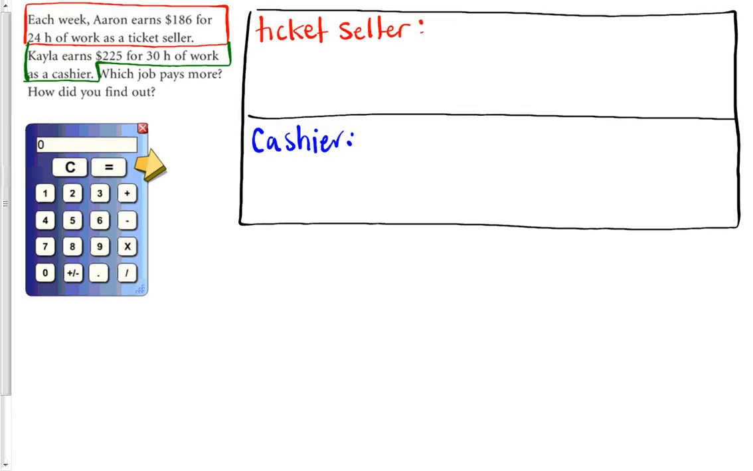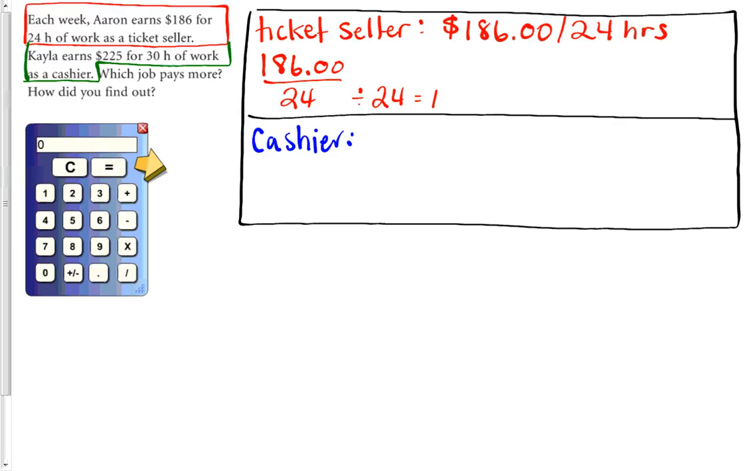So for the ticket seller, we've got 24 hours of work, $186. If I were to represent that as a rate, I would go $186 per 24 hours. So if I want to solve that, I'm going to make that a little bit easier. I'm going to go down here and I'm going to put 186 over 24. Remember, I want to turn my second term into a 1, so I divide it by itself. That's going to give me 1. I have to do the exact same thing to the top. So I take 186 and I divide it by 24.